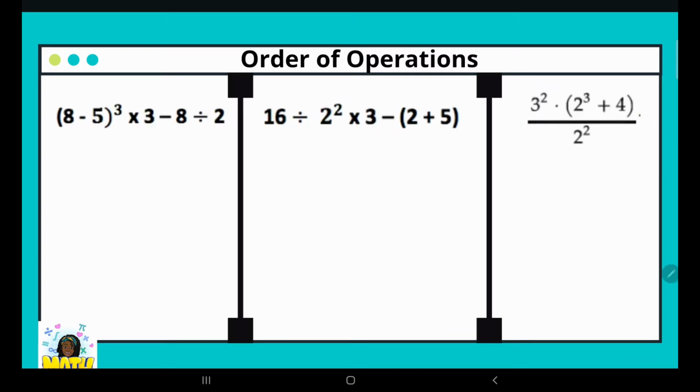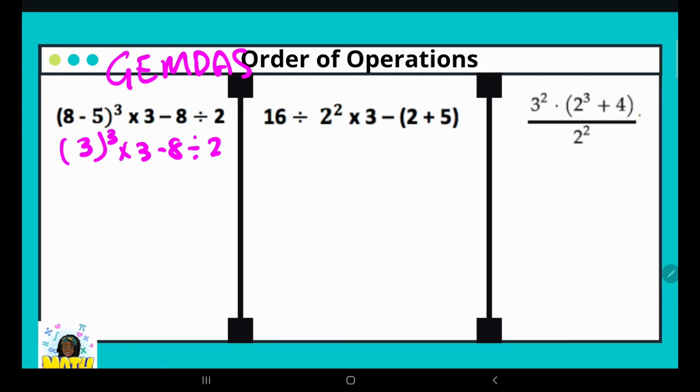Let's go ahead and take a look at these. So we're using our GEMDAS. So we know grouping symbol first. So inside the grouping symbol, we have 8 minus 5, which is 3. And now that's being raised to the third power. So I'm going to bring everything else down.